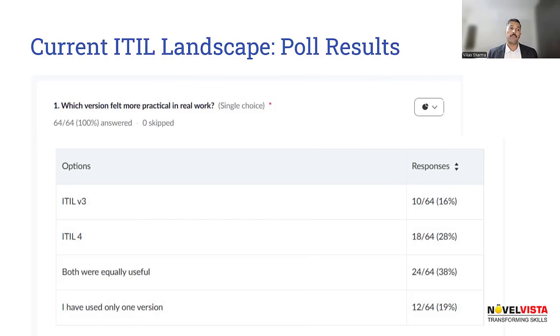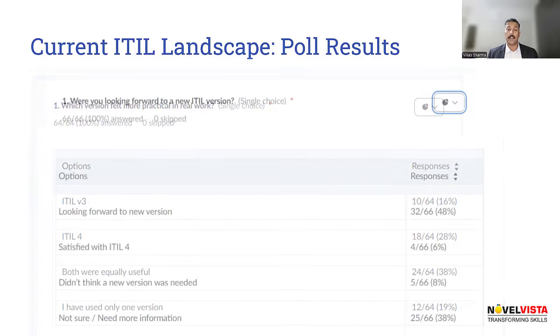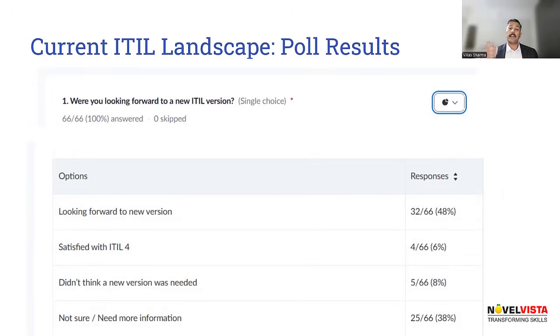But yes, there were a few who said they are satisfied. That was a very small number. There were many who said we need a change. So yes, that's right. We need a change, and that's why ITIL version 5 is needed.